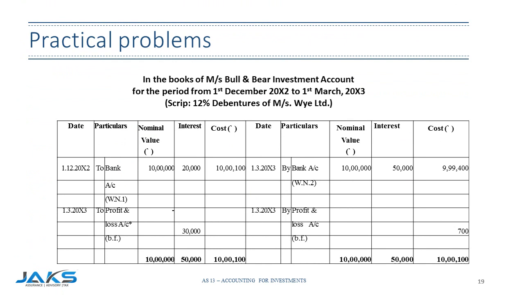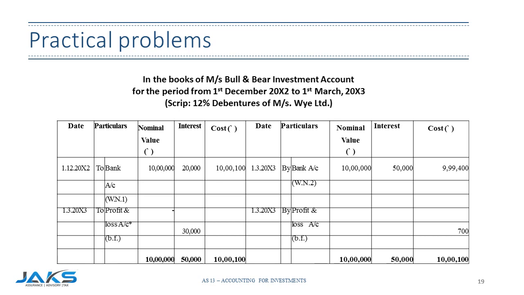We have to prepare investment account in the books of Messrs. Bull and Bear for the period from December 1st, 2012 to March 1st, 2013. We see here the investment account in a columnar form, but still it represents two accounts. That is, investment account and interest account.